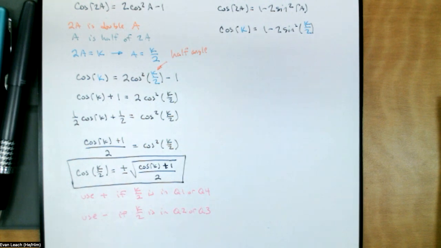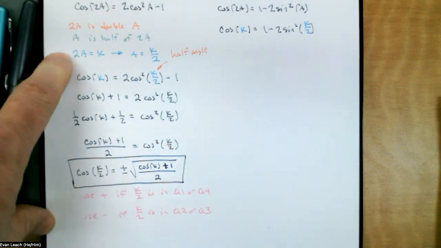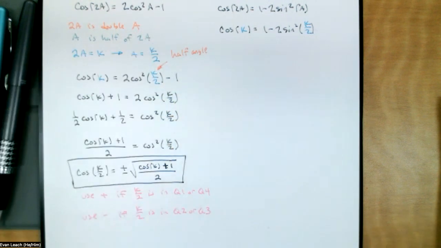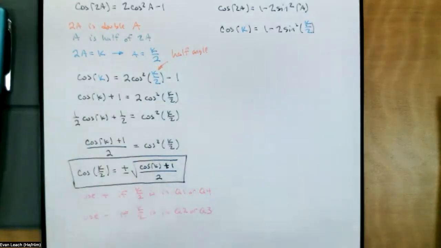No, this is a different K from before. I'm just renaming 2A as K, so I could call A K over 2. K shows up a lot as the y coordinate of the vertex, so (h, k) is the vertex.